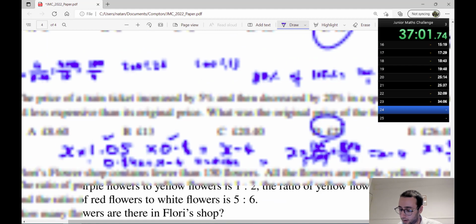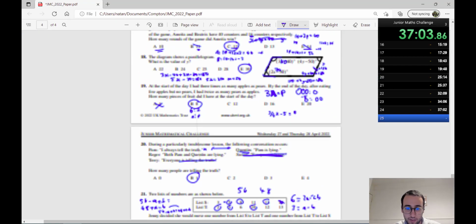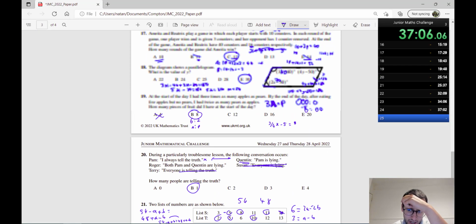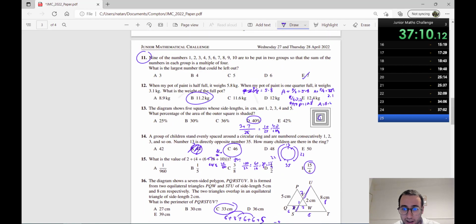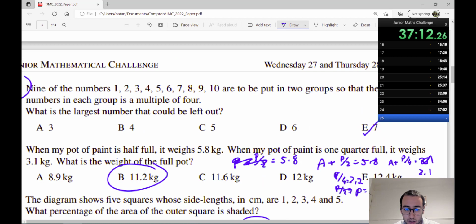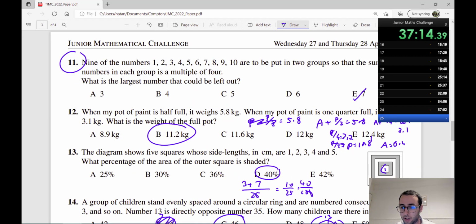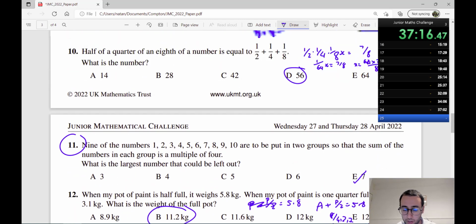Okay, and now I want my last one, 37 minutes. I said 40, and actually I feel like I've tweaked like absolutely crazy. I couldn't do question 11. 9 of the numbers are to be put into 2 groups, so the sum of the numbers in each group is a multiple of 4. What's the largest number that can be left out?